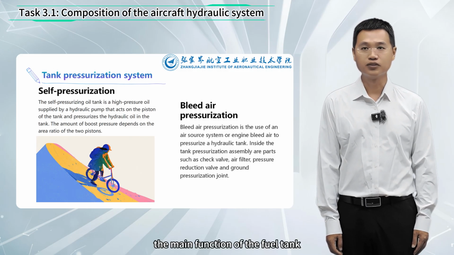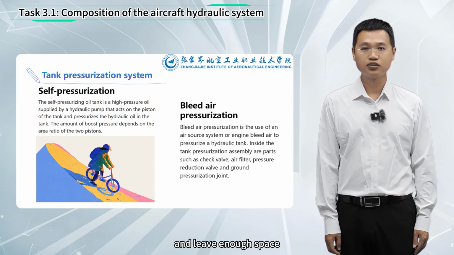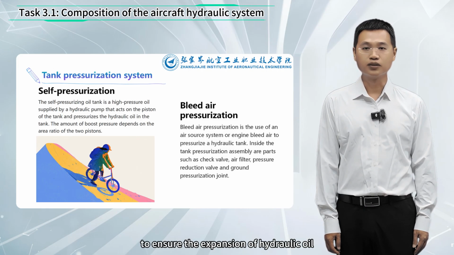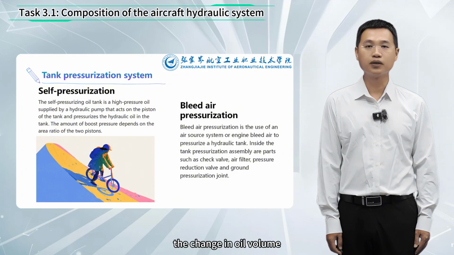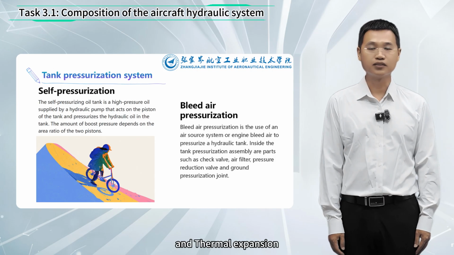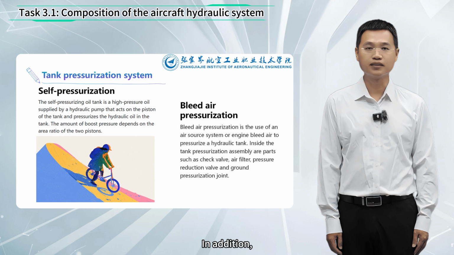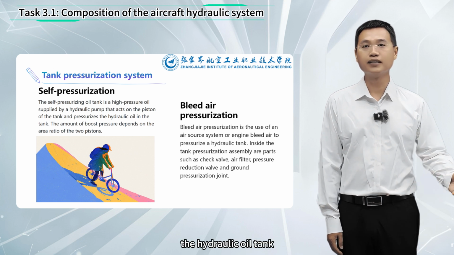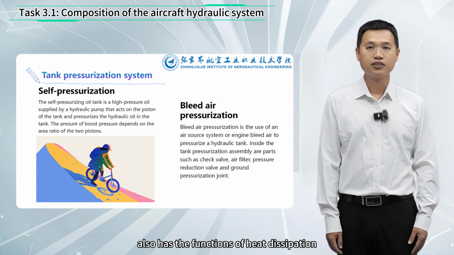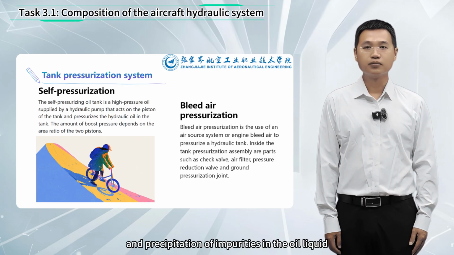The main function of the fuel tank is to store hydraulic oil and leave enough space to ensure the expansion of hydraulic oil. The change in oil volume is caused by the temperature increase and thermal expansion during the operation of the hydraulic oil. In addition, the hydraulic oil tank also has the functions of heat dissipation, separation of air in the oil liquid, and precipitation of impurities in the oil liquid.